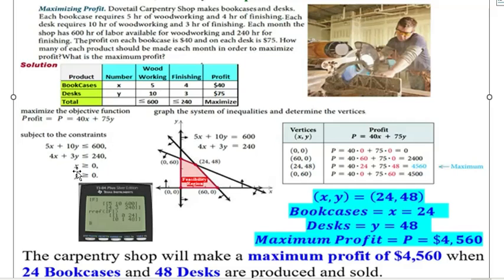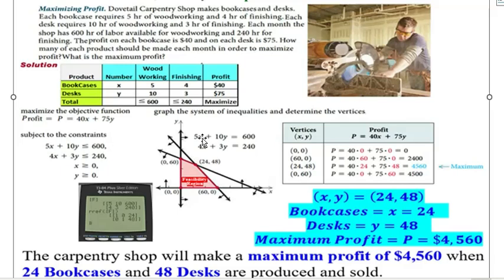So first, x has to be equal or greater than 0, that means above the x-axis. y has to be greater or equal to 0, that means to the right of the y-axis. Then we have to take 5x plus 10y equals 600 and graph a line. Then 4x plus 3y equals 240 and graph the other line.